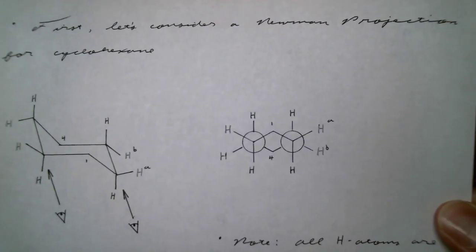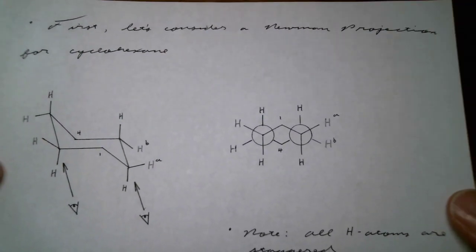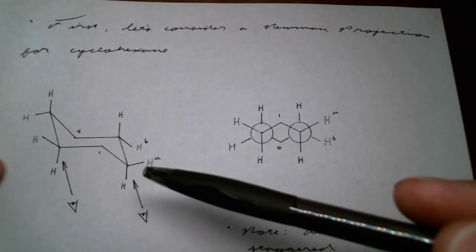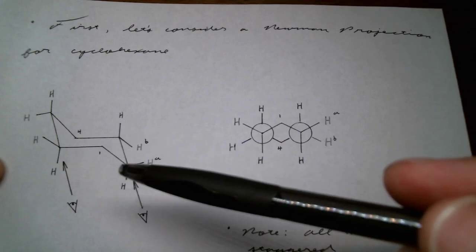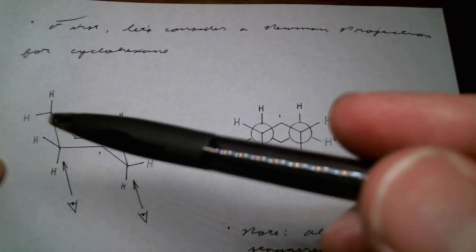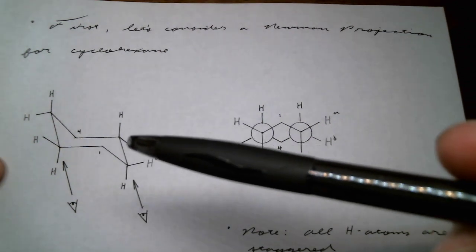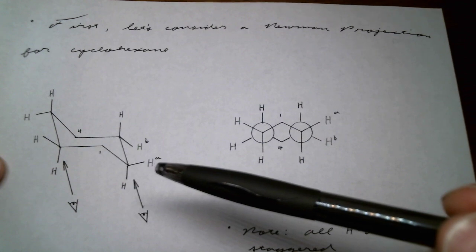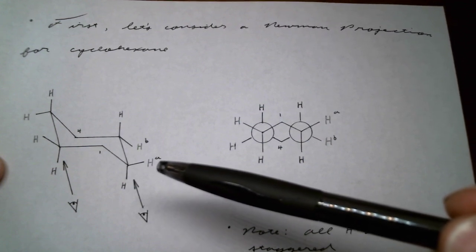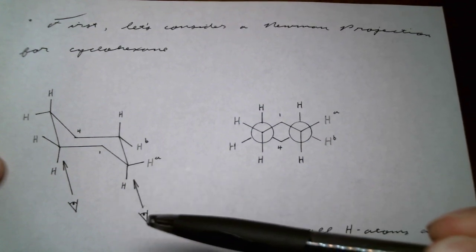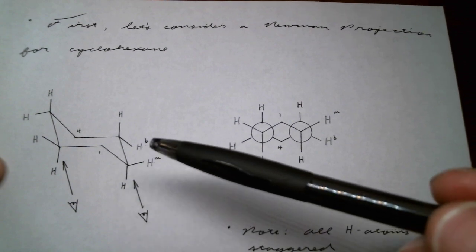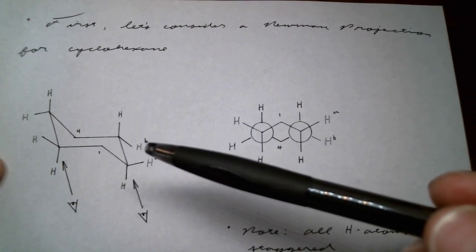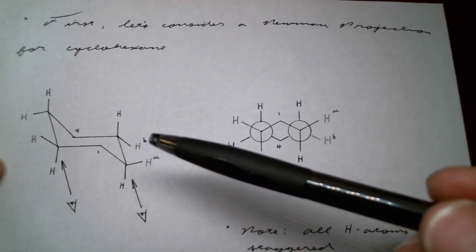So, as I said, first let's consider drawing a Newman projection for cyclohexane. Let's pretend I am these eyes sighting down these carbon-carbon bonds in my chair cyclohexane molecule. You can see that I've drawn this hydrogen labeled A on the front carbon that my right eye is viewing, and this hydrogen attached to the carbon behind that carbon in front, which is equatorial, is labeled B.